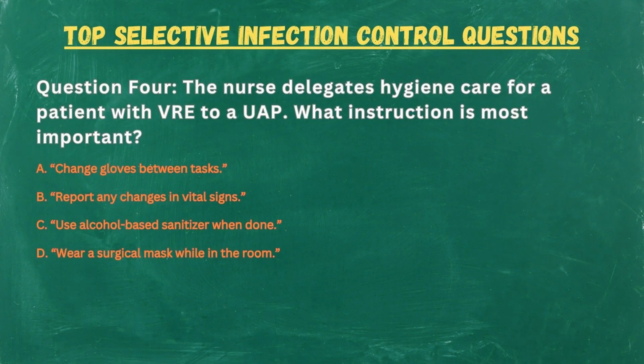Question 4. The nurse delegates hygiene care for a patient with VRE to a UAP. What instruction is most important? A. Change gloves between tasks. B. Report any changes in vital signs. C. Use alcohol-based sanitizer when done. D. Wear a surgical mask while in the room. Answer. A. Change gloves between tasks.